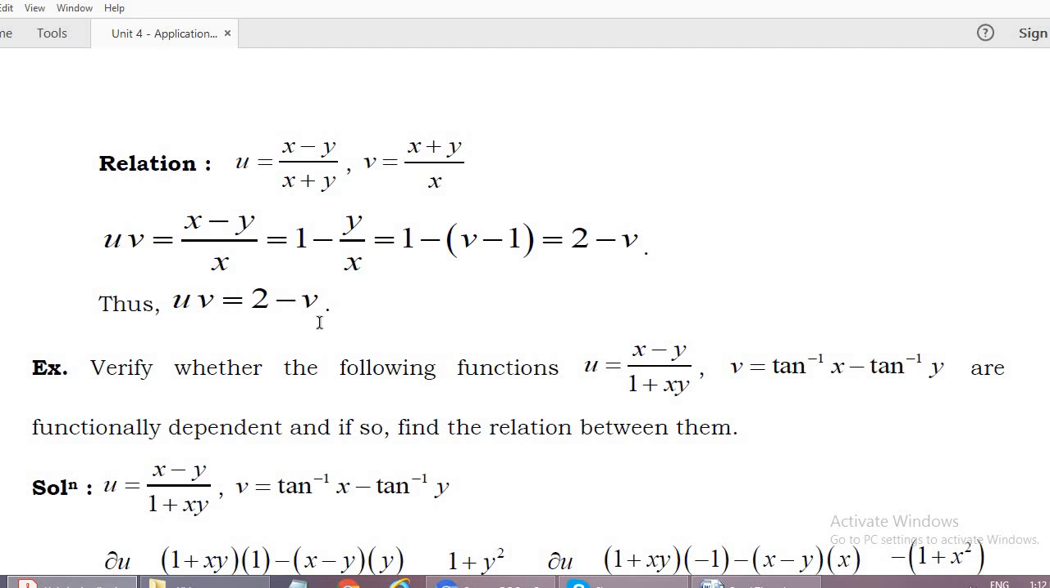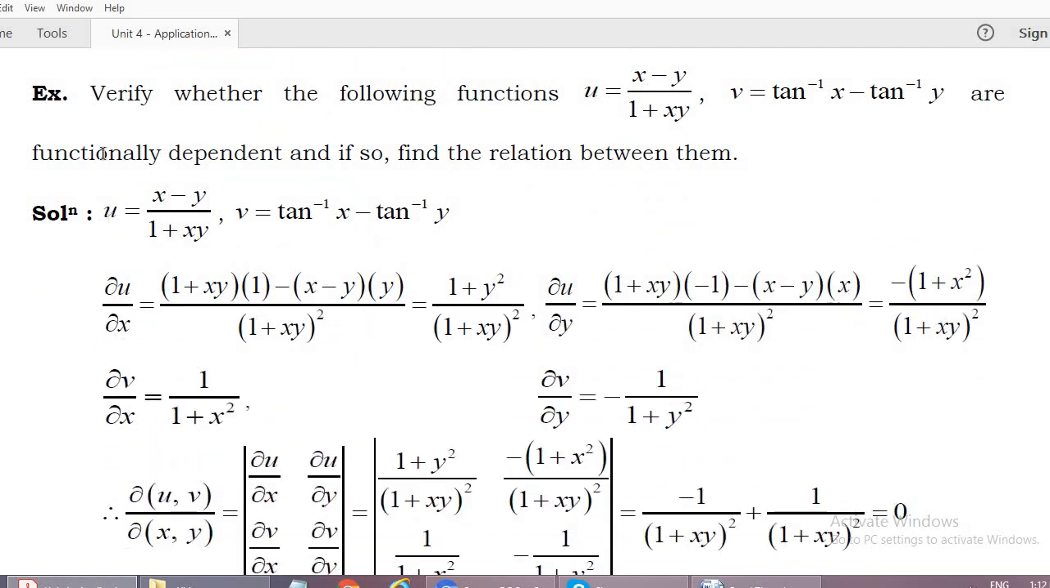So when we say that two or three functions u, v or u, v and w are functionally dependent, that means it is quite possible to identify one more relation which involves only dependent variables, and we are able to eliminate all the independent variables.